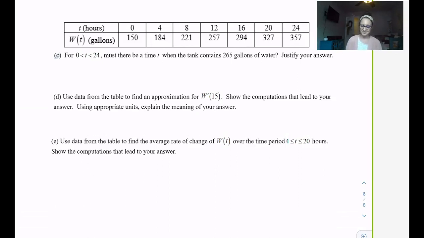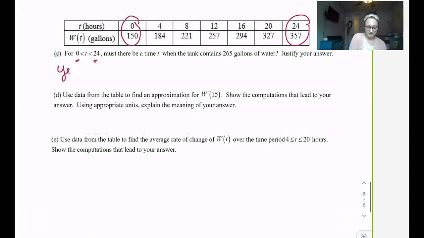Okay, so does this remind you of anything? Hopefully this reminds you of IVT. So let's see, 265. Well, if I look at 0 and 24, the amount of water in the tank is 150 and 357 respectively. So is 265 between those two given y values? Yeah. And by the way, if it isn't, you're always allowed to look within the interval. If your two time values are not right next to each other in the table, you can always go in between. Okay, but in this case it works.